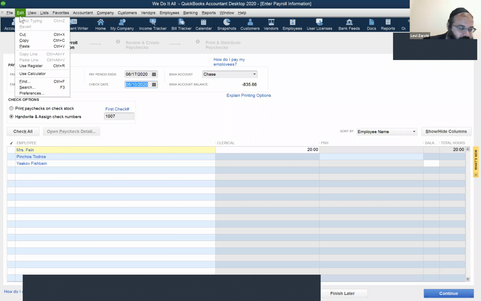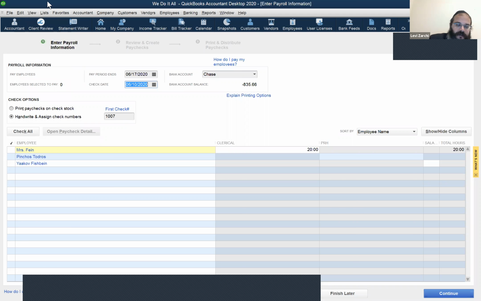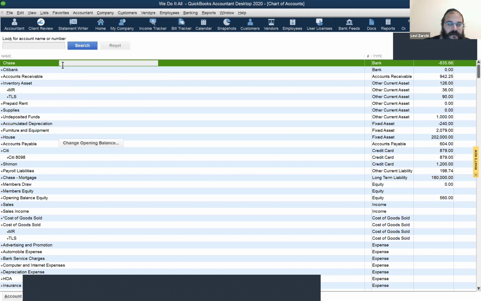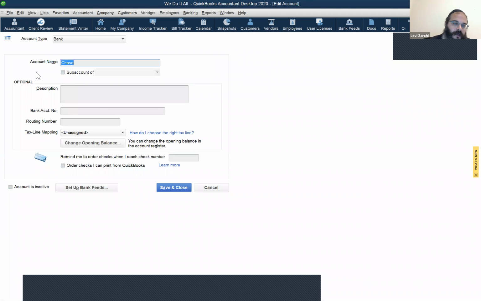You can edit preferences, edit account. When do you edit account? When you're in the chart of accounts, you press Control A, and you're in the chart of accounts, and it will show you different things which are fitting for the screen. So I could copy an account if I don't use the same thing. If I want to edit an account, I can edit. It's not Chase. I realized that I thought it was Chase, and I realized it was always Citi. Whatever it is, this is how you edit your account.